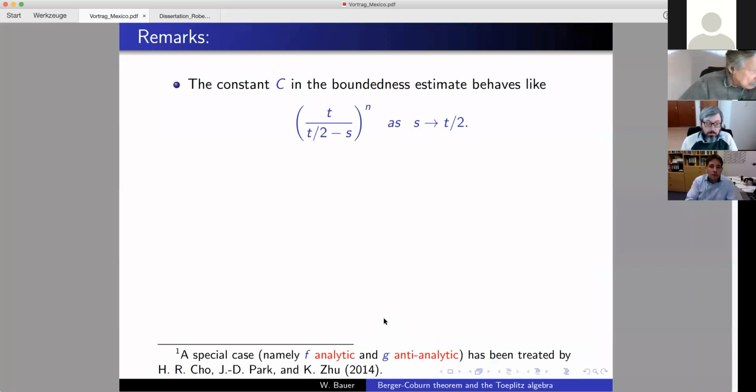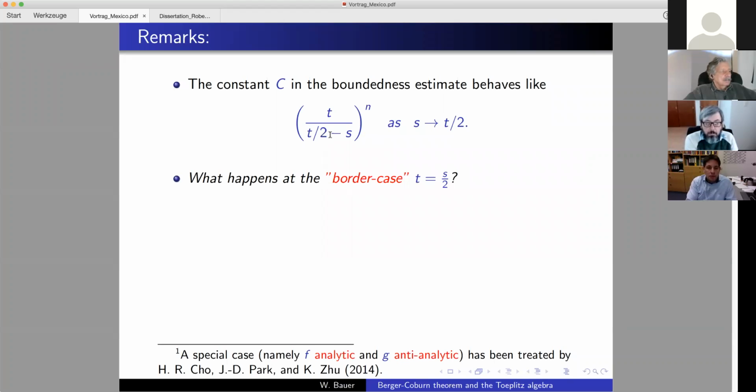So there are a few remarks. One remark is that the theorem holds if S is smaller than T half. So if S approaches T half, then this constant C in the norm estimate behaves like T over T half minus S, so it blows up at that rate. That leads to the question, what happens actually at the border case S equal T half? There is some conjecture, I think still open, saying that the Toeplitz operator might be bounded if and only if the heat transform is a bounded function at S equal T half. So that may or may not be true.